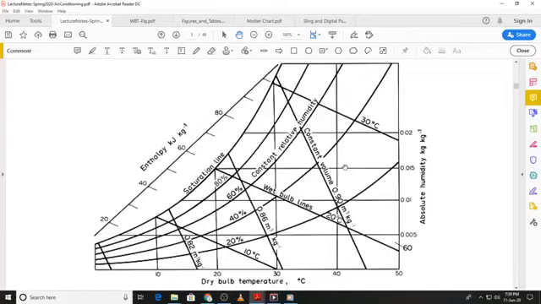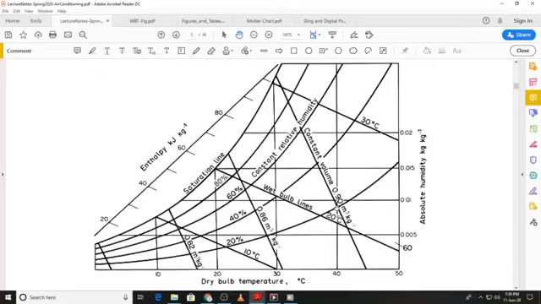The constant specific volume lines are also shown, which will have units of meter cube per kilogram dry air. Constant wet bulb temperature lines are shown over here, and you can also read the enthalpy at the state at which you are interested in by using a scale in which the enthalpy is given in units of kilojoule per kilogram dry air.